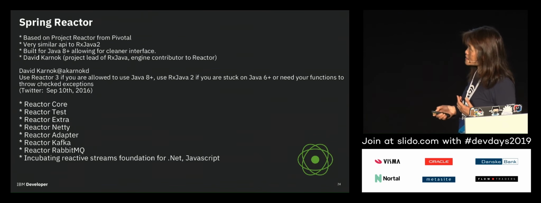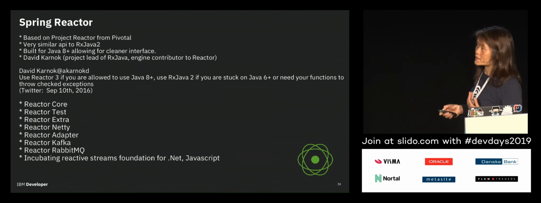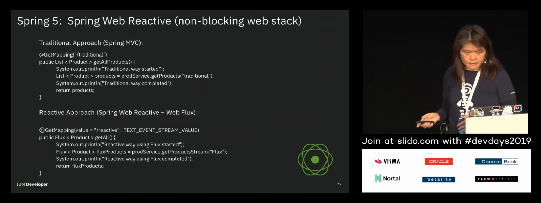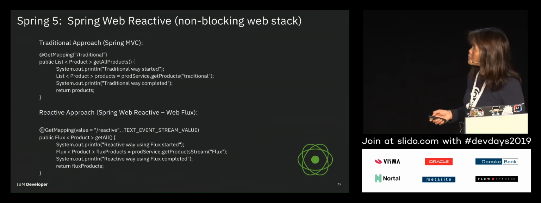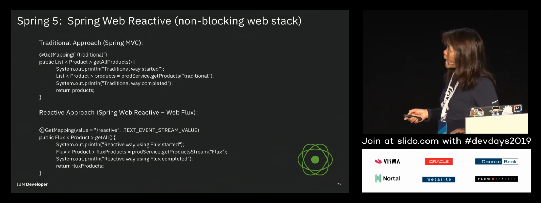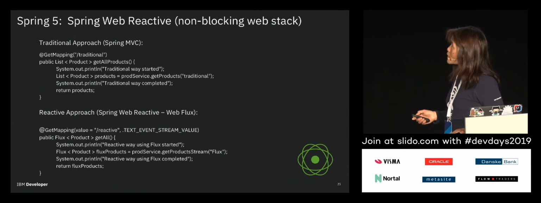And then these are the set of libraries coming out of Spring Reactor. The core is the one that you use for developing your apps. And there are other integrations, say with Netty, Adapter, Kafka, and RabbitMQ as well. Okay, and here is an example of Spring Web Reactive. So this is a non-blocking web stack.